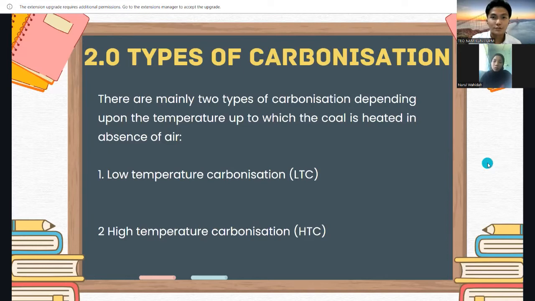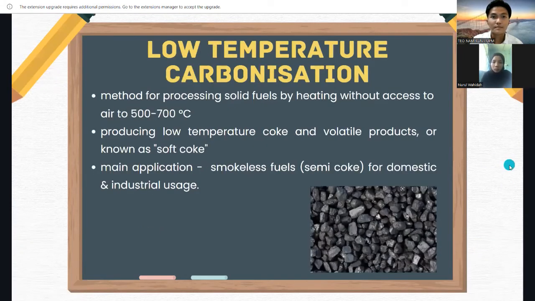There are mainly two types of carbonization depending upon the temperature up to which the coal is heated in the absence of air. Number one is low temperature carbonization, known as LTC, and number two is high temperature carbonization, known as HTC. Low temperature carbonization is a method of processing solid fuels by heating without access to air to 500 to 700 degrees Celsius, producing low temperature coke and volatile products, known as soft coke. Its main application is for smokeless fuel and for domestic and industrial usage.